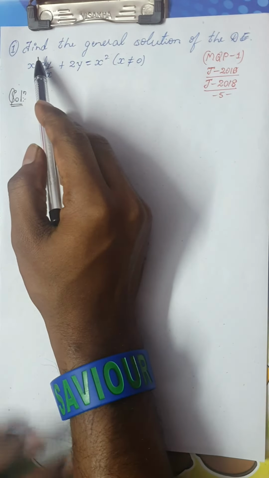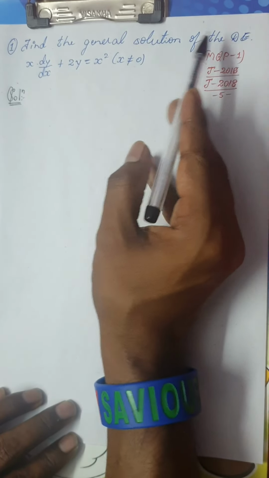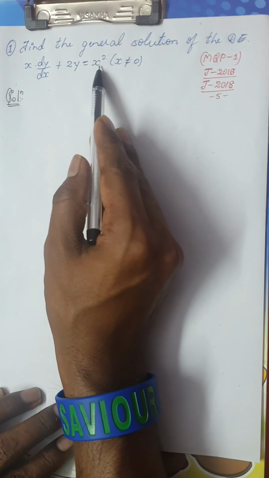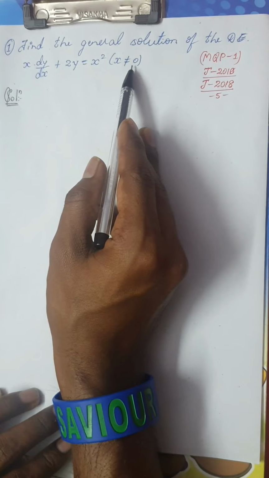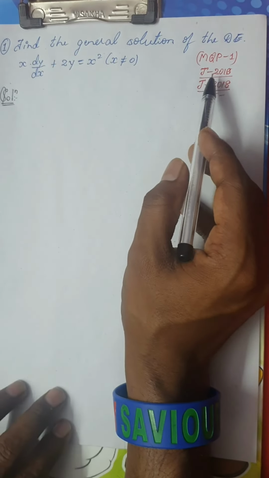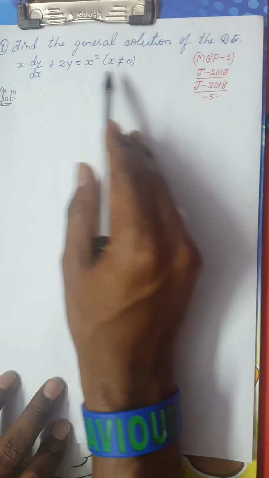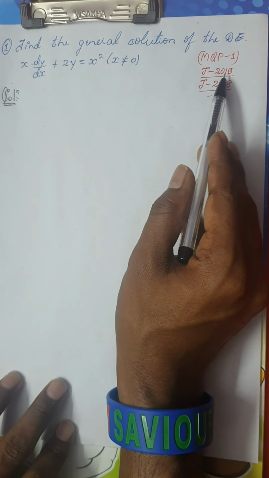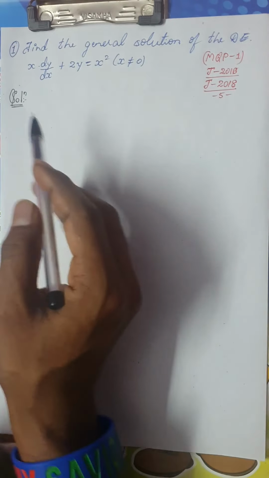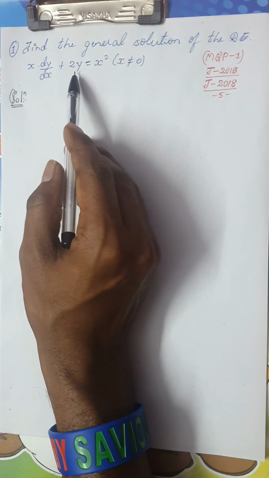The first question we have for the session is, find the general solution of the differential equation x dy by dx plus 2y is equal to x square. Condition is x not equal to 0. Okay, so this is the first question asked in the first model question paper in the reduced syllabus, and this has already been asked twice, once in July 2016, again in 2018. Okay, so you can look here, as I told you, this question is not in the standard form of LDE.